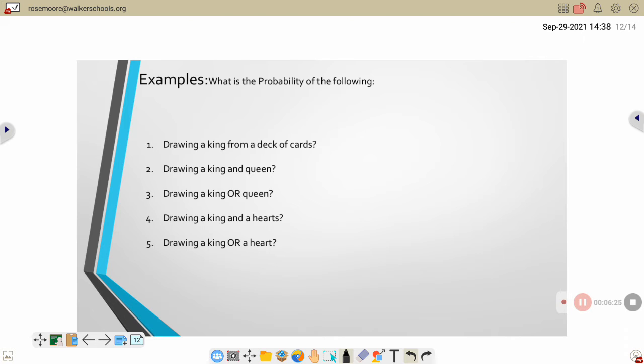Drawing a king from a deck of cards is an exclusive event. Okay? And the way that we know is because there are 4 kings in the entire deck of 52 cards, which does reduce, okay, to 1 over 13. Now let's think about it. Can you draw a king and a queen at the same time? No, you cannot. Okay? So that is exclusive as well.